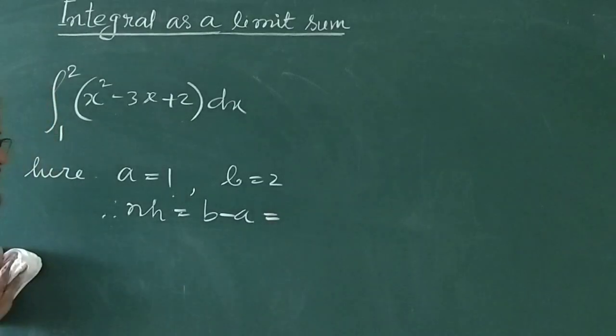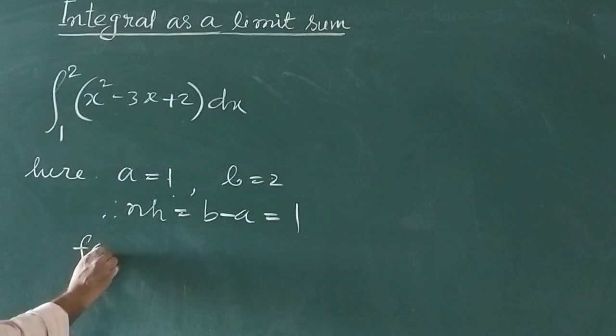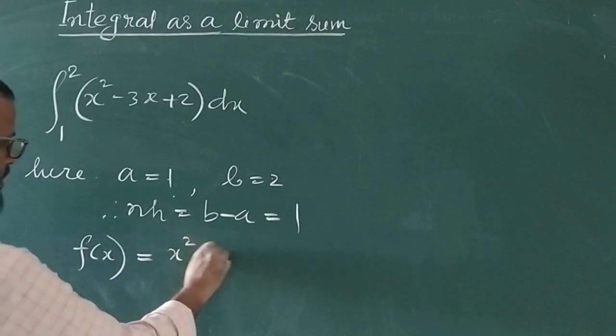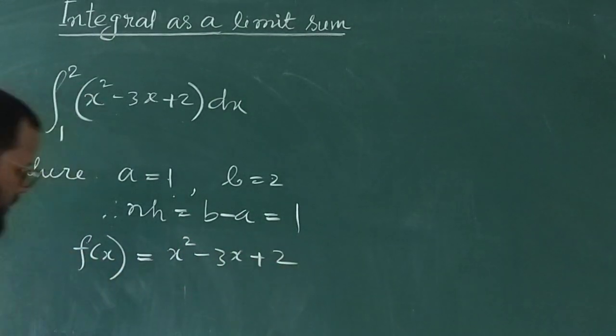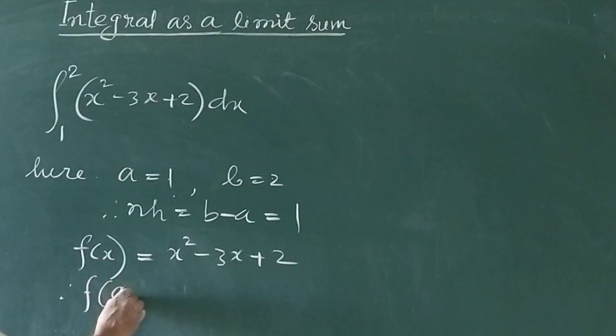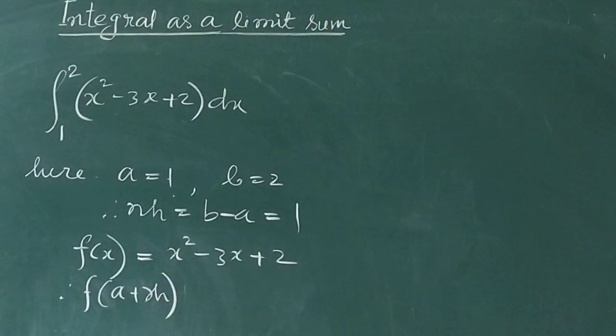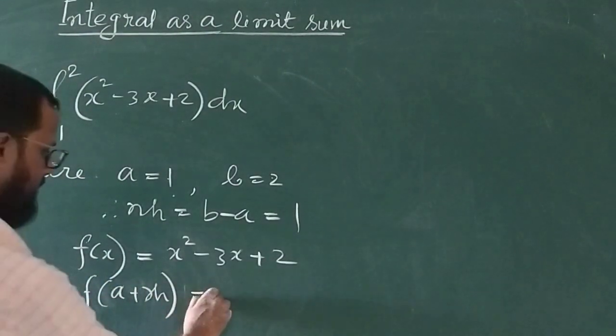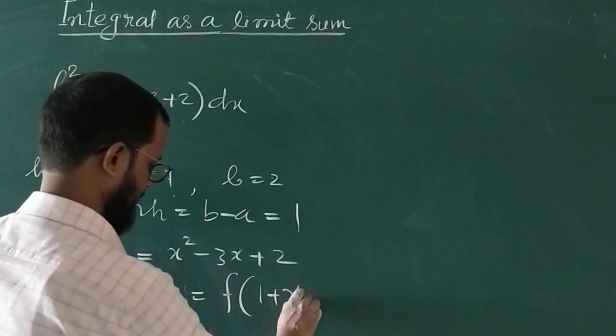b minus a. What will b minus a be? 2 minus 1 is equal to what? 1. What is your fx? fx is equal to x square minus 3x plus 2. Then what will be f of a plus rh? Always you have to find f of a plus rh. f of a plus rh is equal to what? f of 1 plus rh.